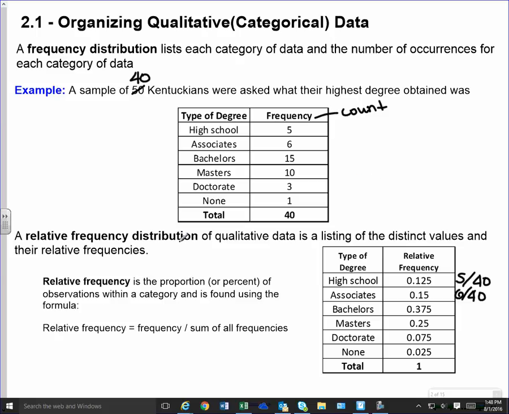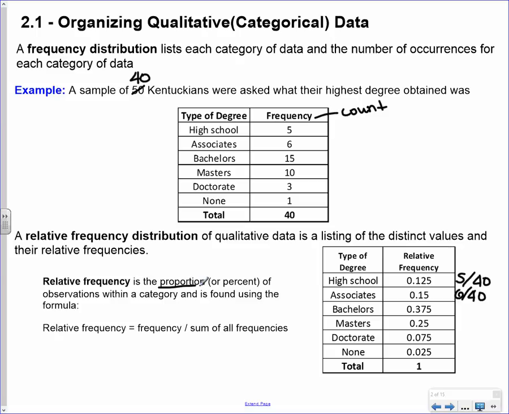A relative frequency distribution is going to give us a little more information in that instead of just giving us the count or the frequency, we do the relative frequency. The relative frequency you want to think of just as a proportion or a percent of that group. So you're looking at the frequency of this group relative to the entire group. Here we see that 5 out of the 40 people had a high school degree. So 5 out of 40 is 0.125 or 12.5%. You can write your relative frequency as a fraction, as a decimal, or as a percentage.